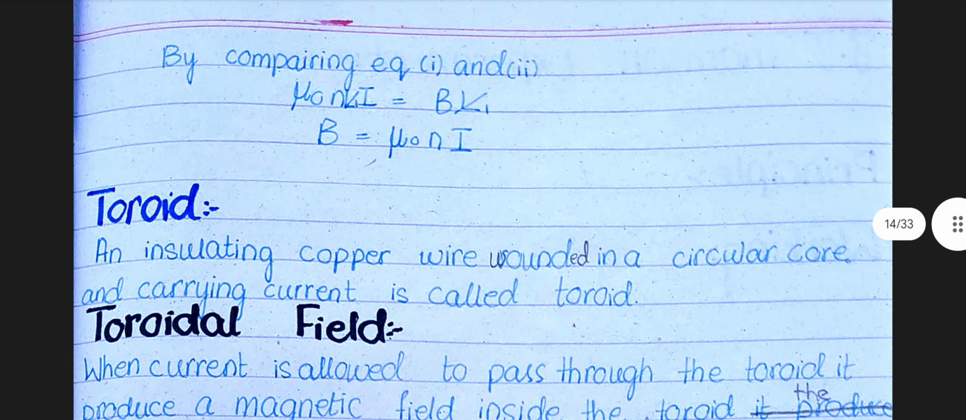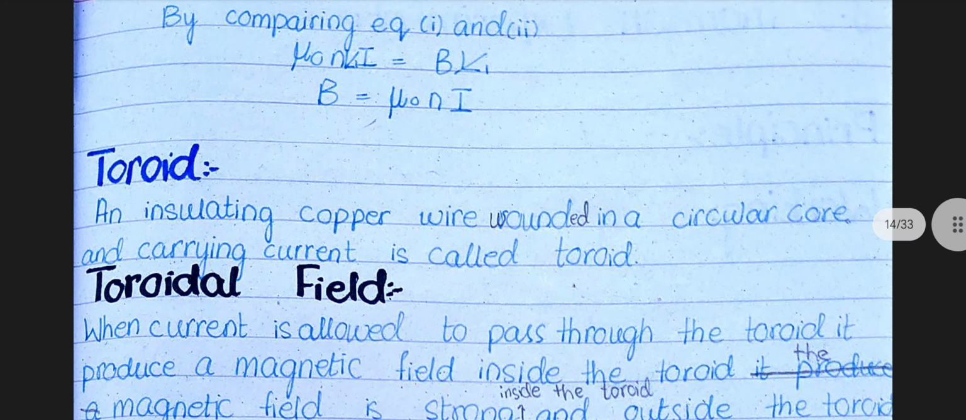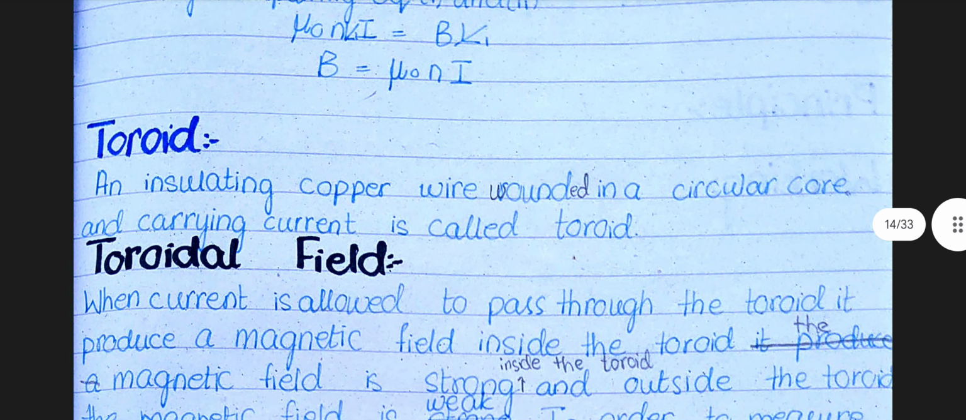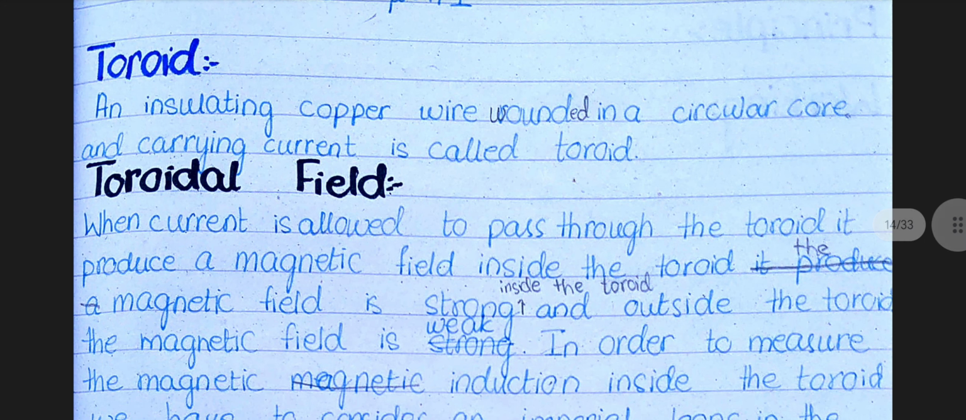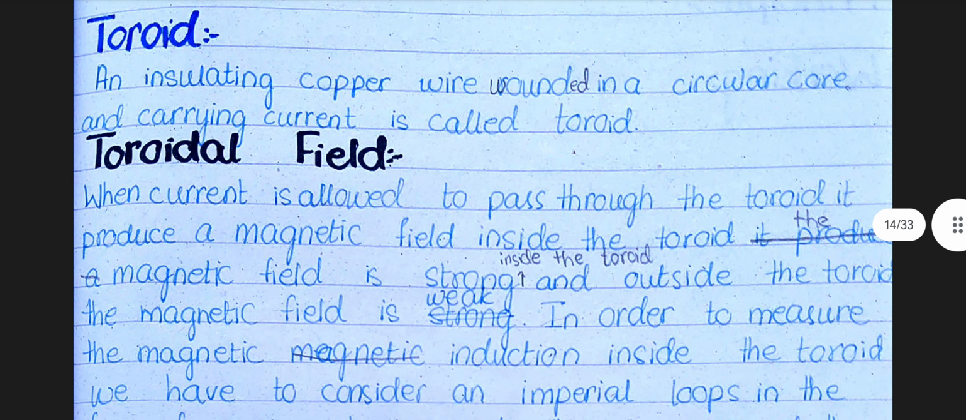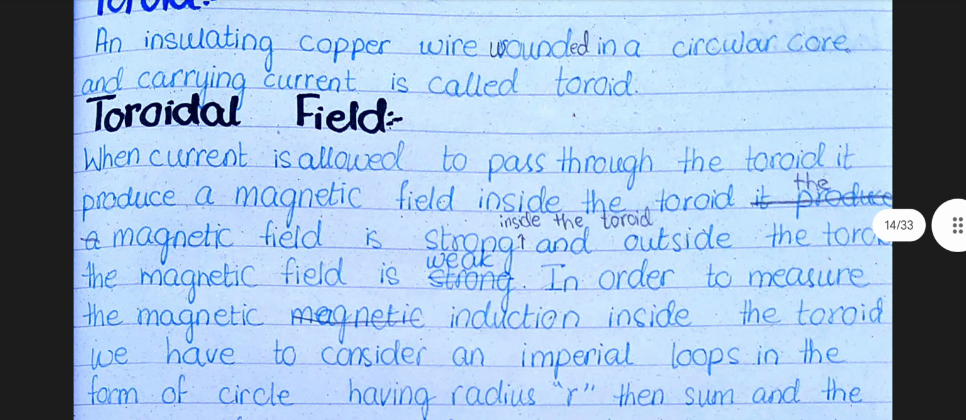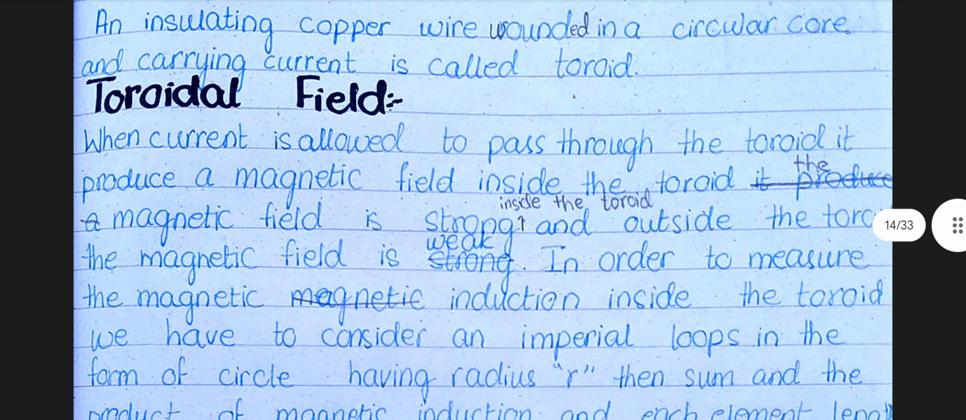Toroid. An insulated copper wire wound on a circular core and carrying current is called a toroid. Toroidal field. When current is allowed to pass through the toroid, it produces a magnetic field inside the toroid. The magnetic field is strong inside the toroid, and outside the toroid the magnetic field is weak.